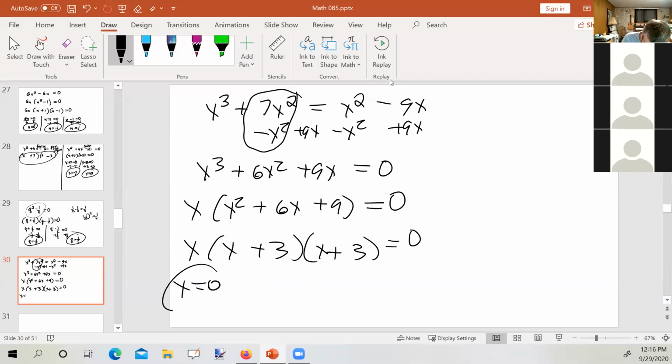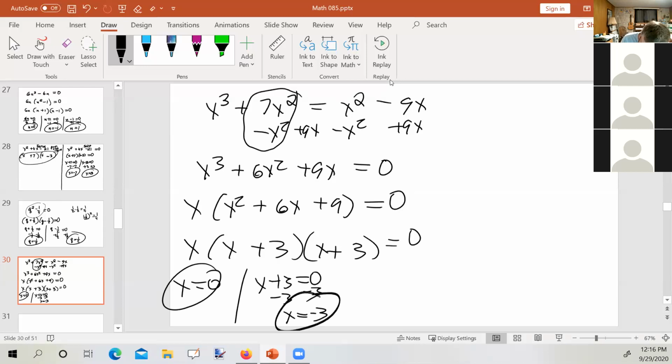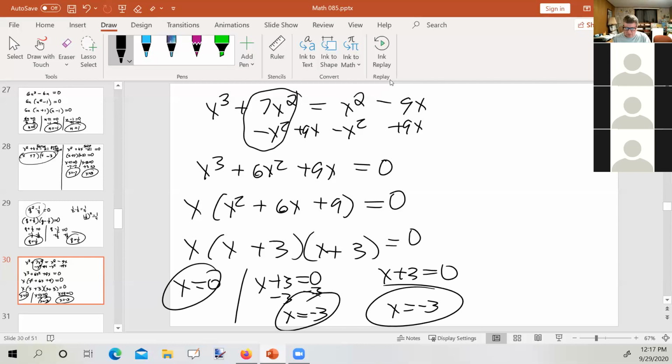So x equals 0. X plus 3 equals 0. So x is negative 3. X plus 3 equals 0. So x equals negative 3 again. So there's 3 solutions. One of them is unique and the other one is repeated. So negative 3 appears twice, but there still are 3 solutions.